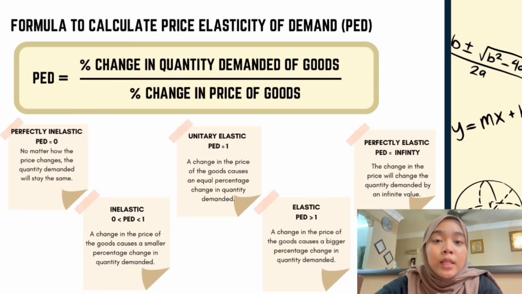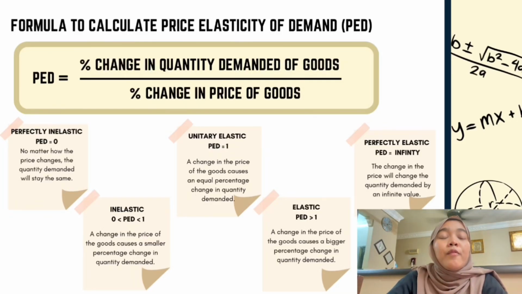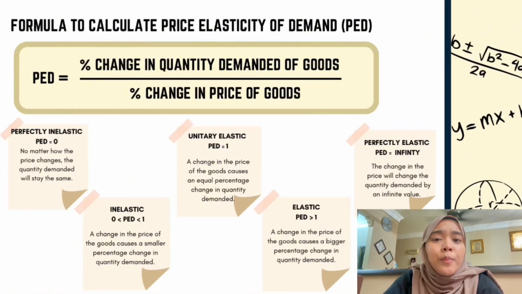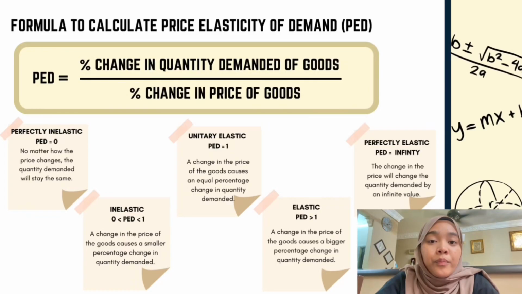So this is the degree of responsiveness in price elasticity of demand. Firstly, perfectly inelastic. No matter how the price changes, the quantity demanded will stay the same. For example, medical needs for patients. The second one is inelastic. Inelastic is when a change in the price of the good causes a smaller percentage change in the quantity demanded. For example, petrol.